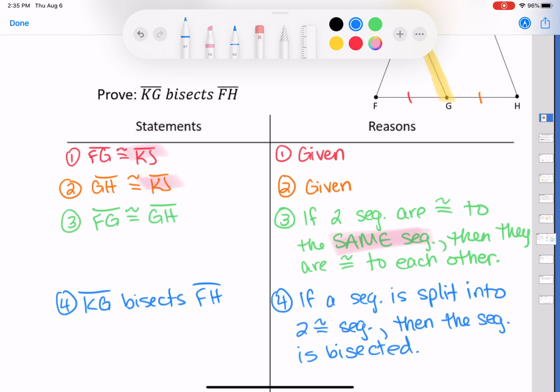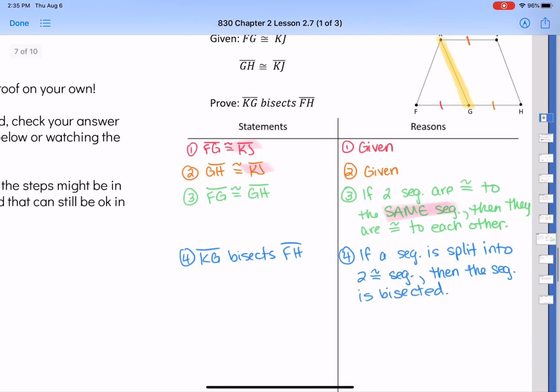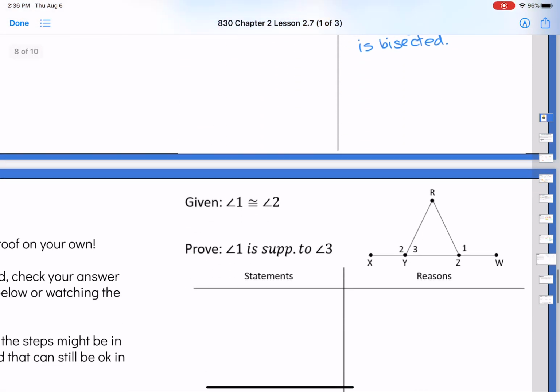All right, so there's that proof. Hopefully that one went okay with you. Again, that was transitive property, not substitution. And there are two segments that were congruent to the same segment. All right, let's check out the next one here.